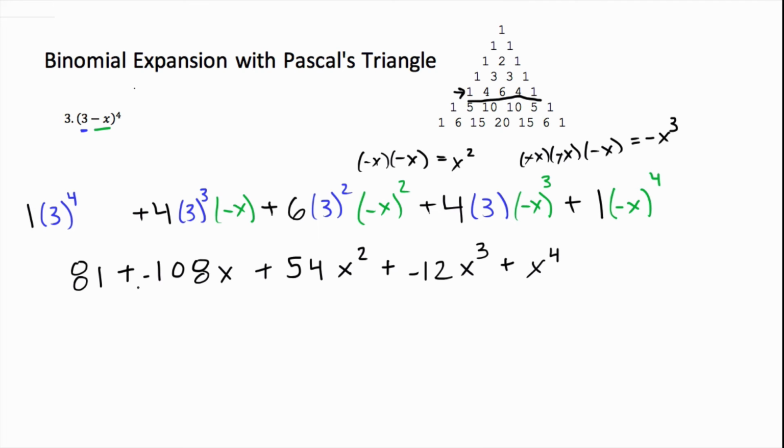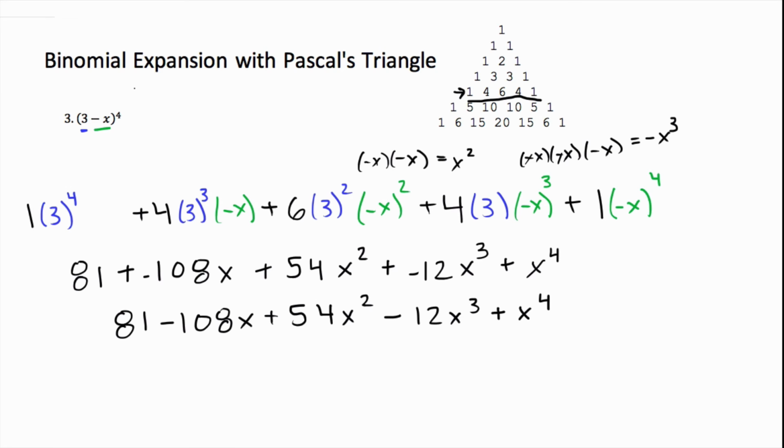And there we go. And we can go in and simplify this a little bit more and just write 81 instead of plus a negative, minus 108x plus 54x squared. And again, instead of plus a negative, we'll just put minus 12x cubed plus x to the fourth.